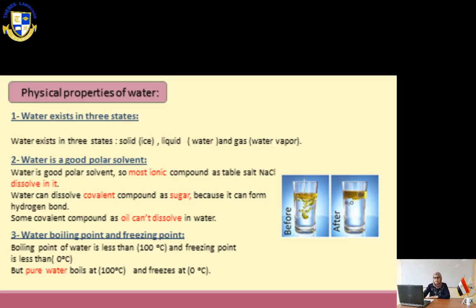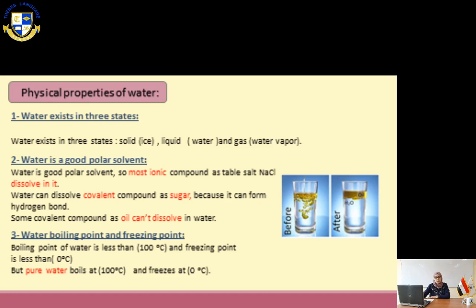We are going to make an activity to show how the water is a good polar solvent. We bring 3 beakers full of water. In the first beaker we added some salt, in the second beaker we added some sugar, and in the third beaker we added oil. We can make stirring. By stirring we can see that the salt and the sugar dissolve in the water, but the oil doesn't dissolve in the water. Why does the salt dissolve in the water? The salt dissolves in the water because salt is an ionic compound. So the water is a good polar solvent.